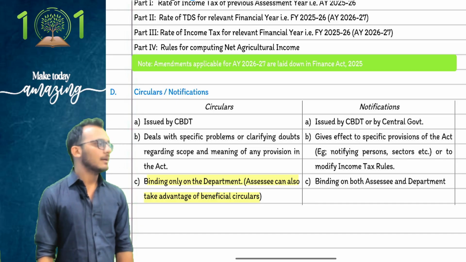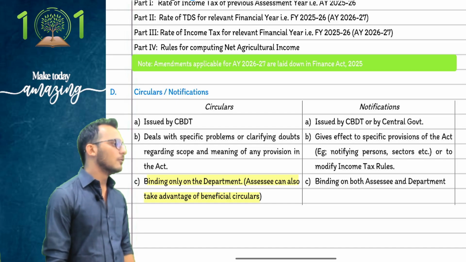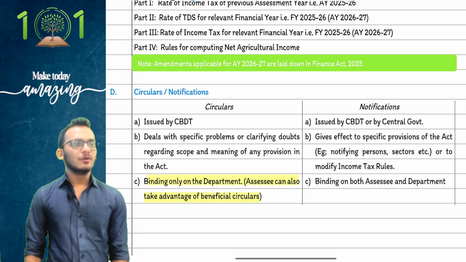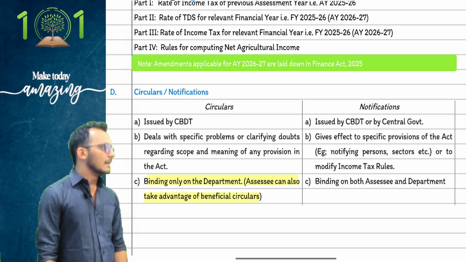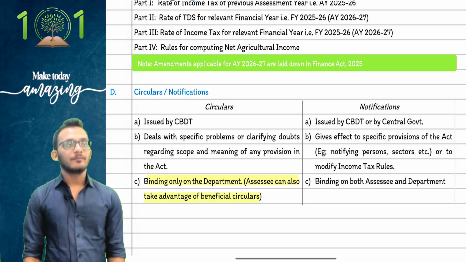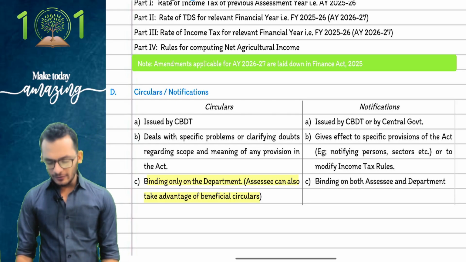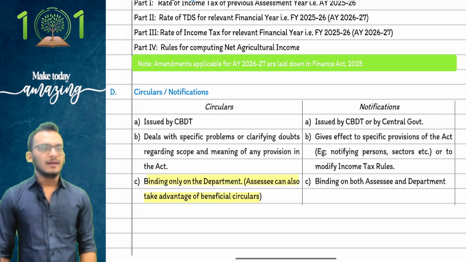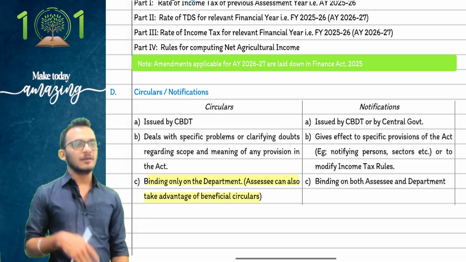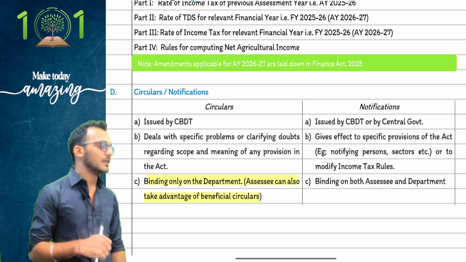Agreed? On the right side, people, we are moving to notifications. Notifications are issued by CBDT and central government. They give specific effects to provisions of the Act. Let's say, for example, I want to notify a person, I want to extend due dates. All that happens by notification.